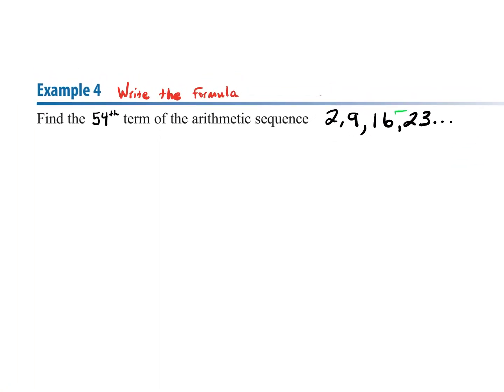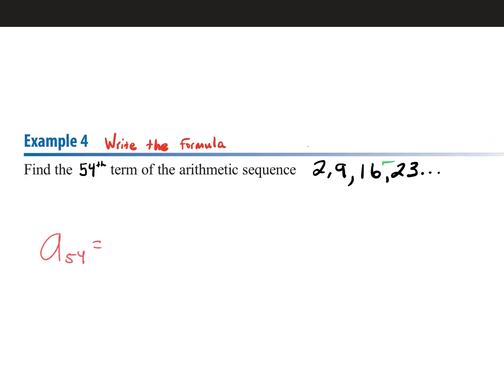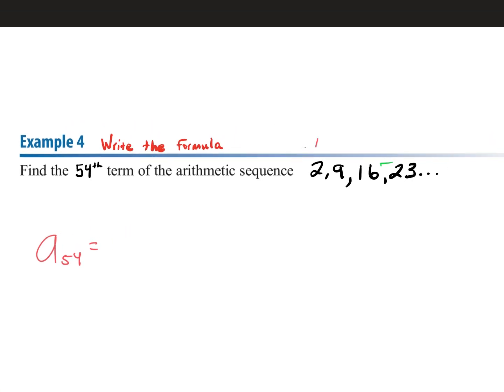All right, let's talk about a question like this. Find the 54th term. I want to find a sub 54. Well, how many terms do I know? I know the first one, the second one, the third one, and the fourth one. So conceivably, I could count, right? I could figure out how I got from one number to the next and just do that 50 more times, right? Okay, we're not going to do that.